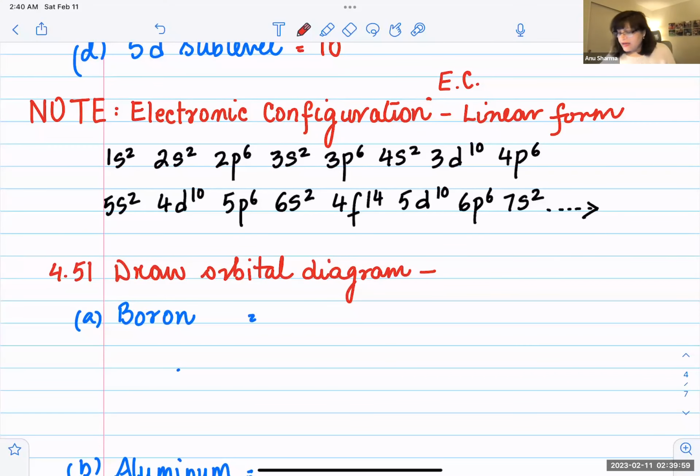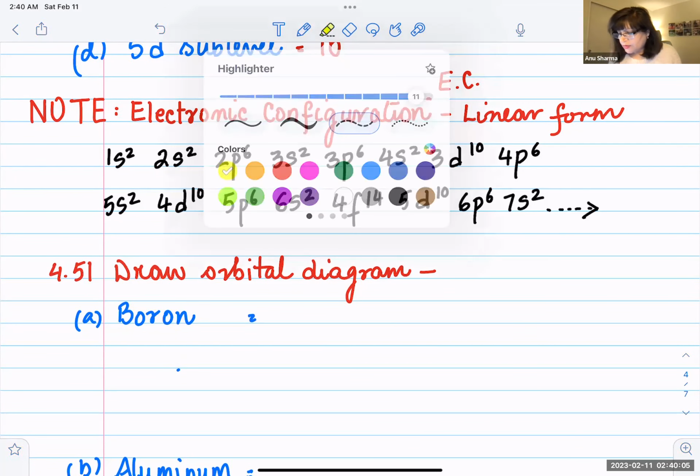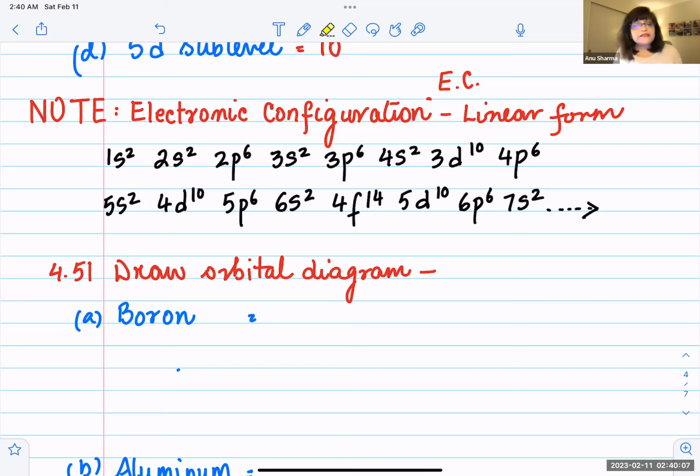Okay, so now I have written this. This is a linear form, more like a placement. I think students like to see things in a linear fashion. So the filling of the electrons follows this order: 1s2, 2s2, 2p6, 3s2, 3p6, then comes 4s2, then comes 3d10, then 4p6. After 4p6 is 5s2, then 4d10, then 5p6, then 6s2, 4f14, 5d10, 6p6, and 7s2, and so forth.